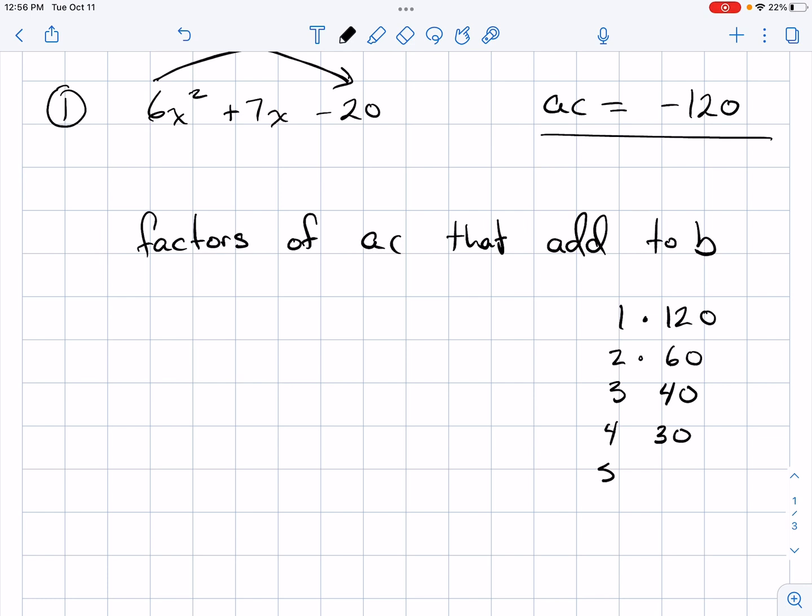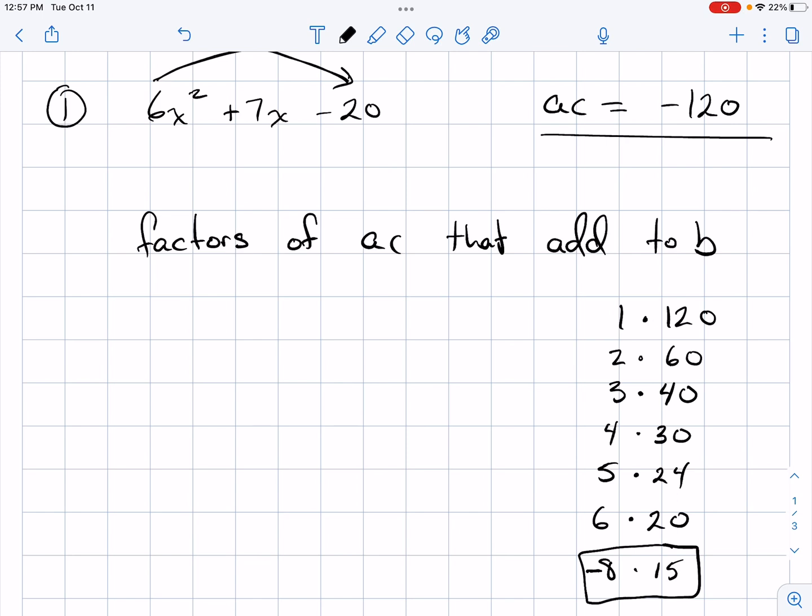Let's see, 5 will go into it. 24. And 6 times 20. Let's see, 8 will go into it. All right, let's see. 8 times 15. There it is. Okay, here's our numbers. And I know those are the numbers because 15 take away 8 is going to give me the 7. In order to get 7, the 15 would be positive, the 8 would be negative, and those will add up to 7.